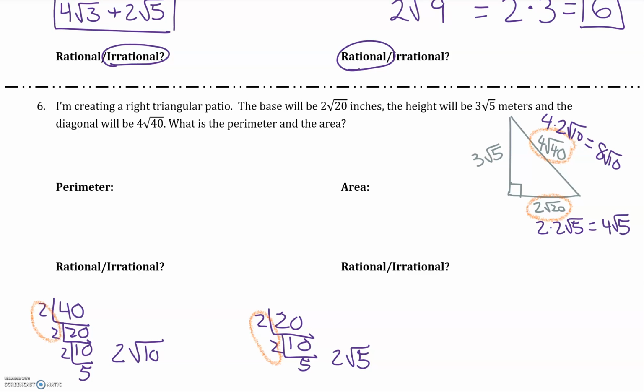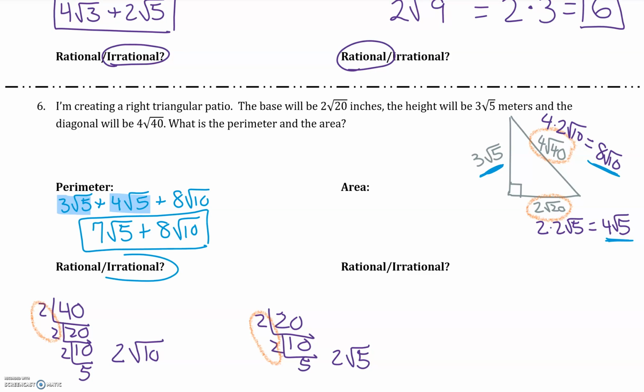So now, when we start doing our work, we're using 3 square roots of 5, 8 square roots of 10, and 4 square roots of 5. Hopefully at this point we see, hey, now we've got some radicands that are the same, so that might help us. So let's go ahead and find the perimeter. The perimeter is adding up all the sides. So 3 square root 5 plus 4 square roots of 5 plus 8 square roots of 10. These first two are our like terms because they have the same radicand. So this ends up being 7 square roots of 5 plus 8 square roots of 10.